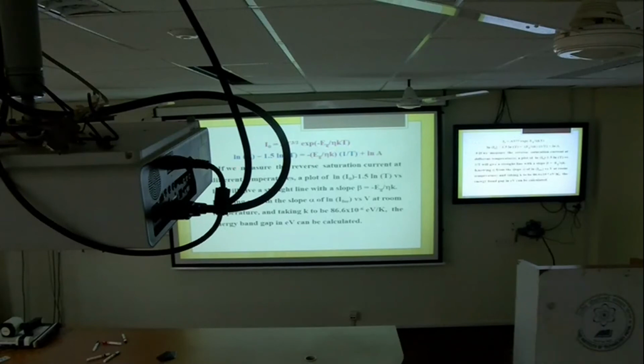If we measure the reverse saturation current as we increase the temperature and plot these two terms against 1 by T, we will get a straight line and its slope beta is equal to minus Eg divided by eta K, where K is the Boltzmann constant. So knowing eta from the slope and the log natural of forward current against voltage at room temperature, and taking K to be like this, the energy gap can be easily calculated.